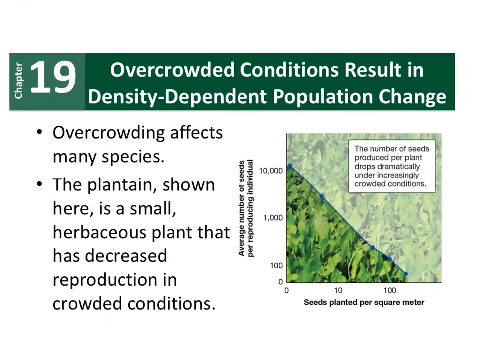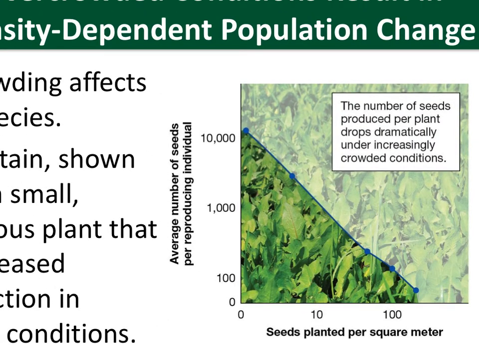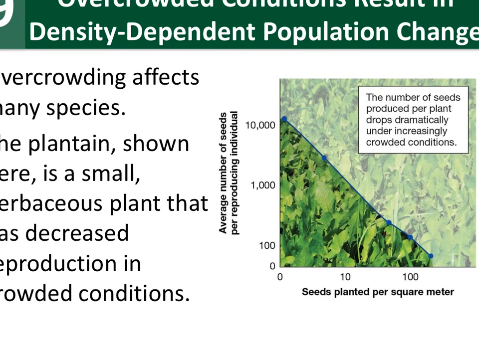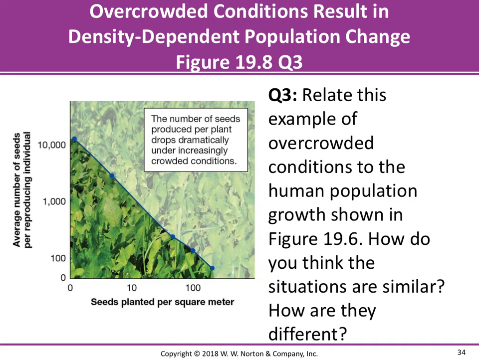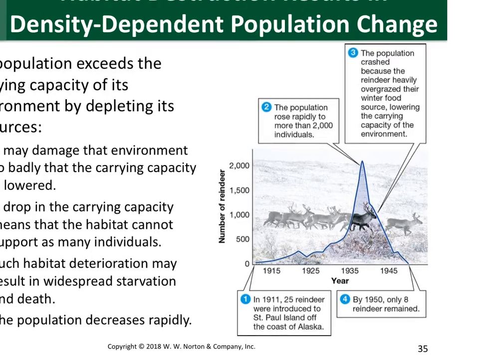So, for example, overcrowding affects many species. The plantain here is a small herbaceous plant that has decreased reproduction in crowded conditions. Okay? So seeds planted per square meter, and up until a certain size, the more seeds, the more can grow, and then they hit a certain point.